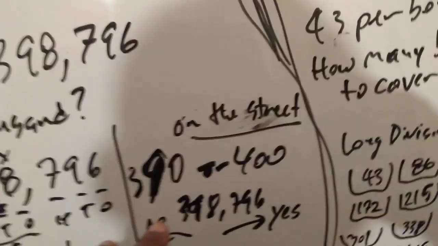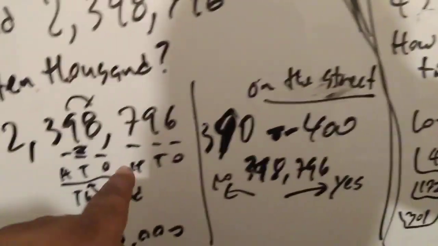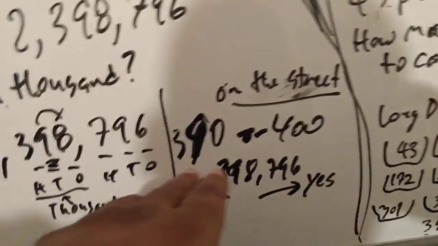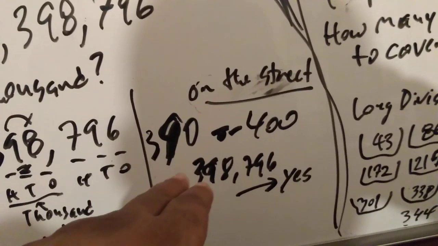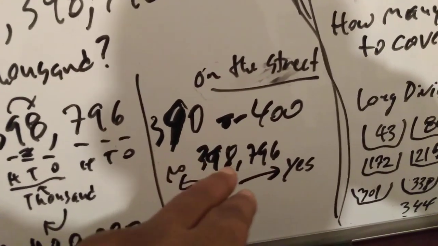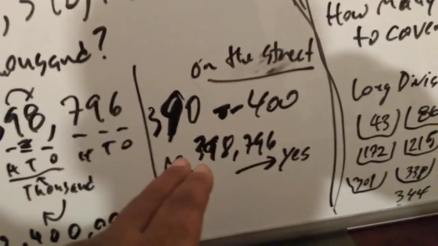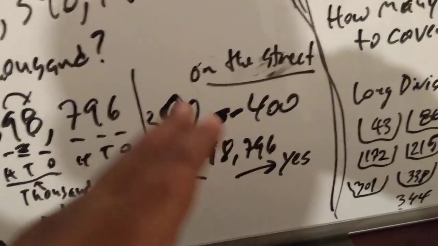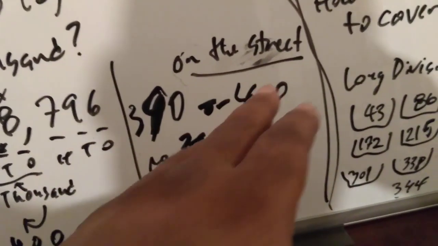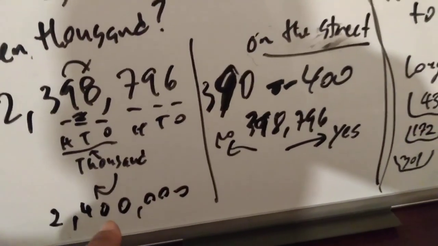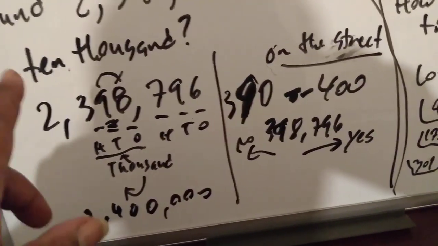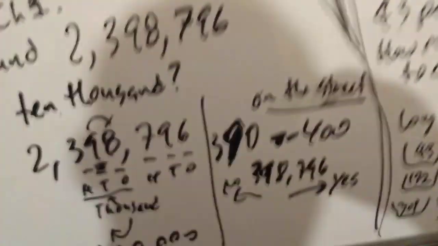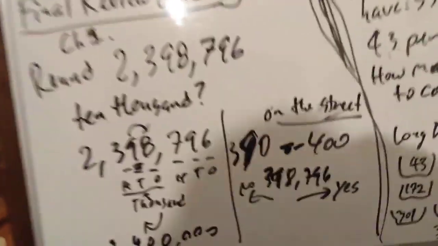Or you can look at it on the street. How do they say it on the street? Well, if you look at this number, it's 2,398,000. So it's 398,000. Since the 9 is an important factor here, it's 390,000 or 400,000. 398,796, what is it close to? Is it close to 390,000 or 400,000? I believe it's close to 400,000. So that's why the answer is 2,400,000, right? This 2 you got to write again because that isn't even part of the situation. That's how you would tackle this problem, this big number rounded.